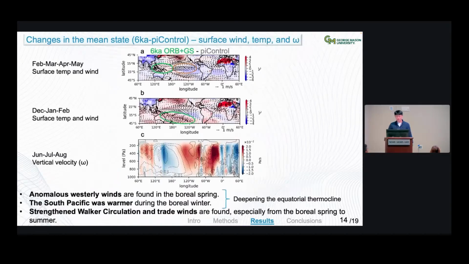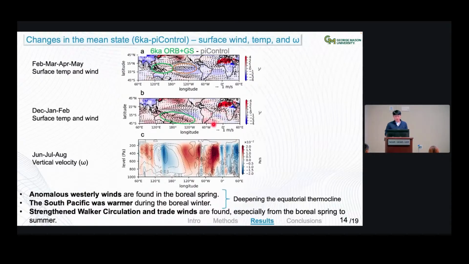We can also look at some other variables such as surface temperature and wind anomalies during springtime, wintertime anomalies in panel B. Panel C shows summertime vertical velocity anomalies. Blue means anomalous upward motion, and red means anomalous downward motion. So from panel A, we can see anomalous westerly winds over the Western Pacific, which initiate downwelling Kelvin waves to the east to deepen the thermocline. This is consistent with one possible mechanism I introduced in the introduction section.